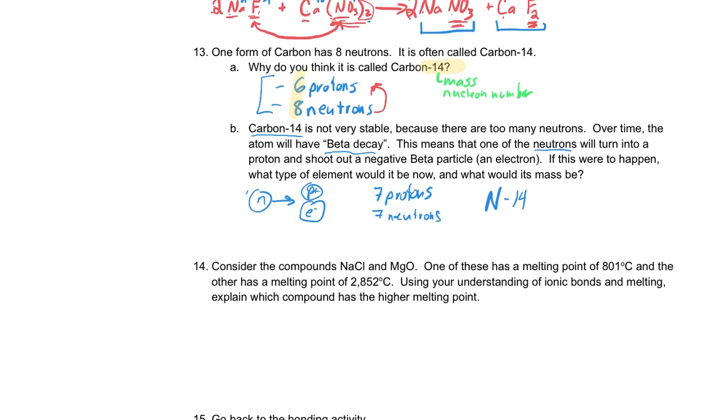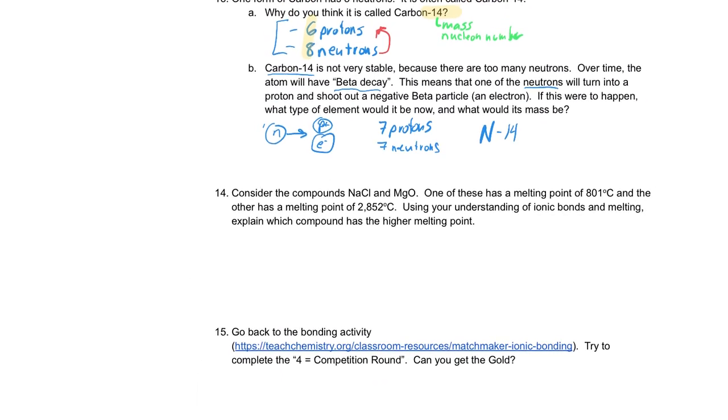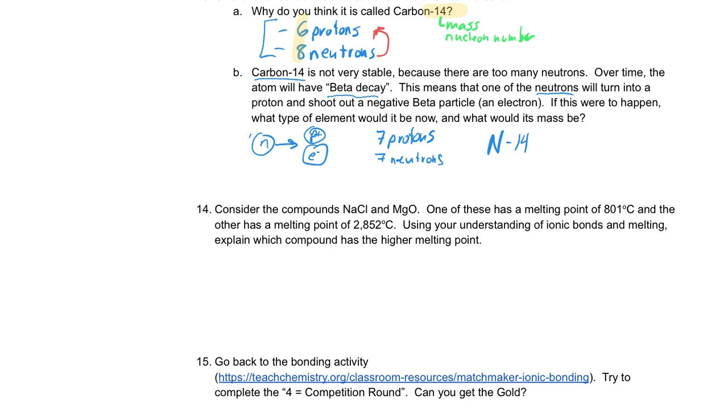All right? So here we go. We got 2 left. Number 15 I'm not going to do because this is just that activity. Go try it out. Play around with it a little bit. See if you can get the gold or even, oh, the platinum. All right? So then we have, consider the compounds sodium chloride and magnesium oxide. One of these has a melting point of 801, and the other has a melting point of 2,852. Using your understanding of ionic bonds and melting, which compound has the higher melting point?